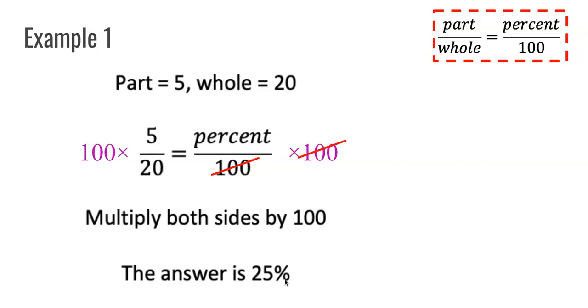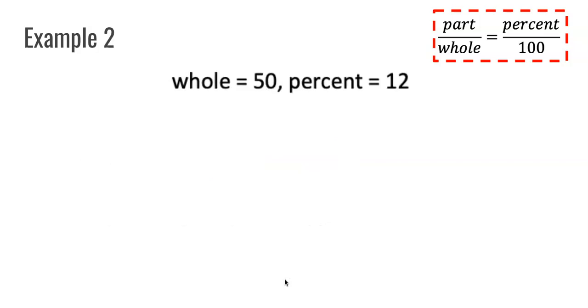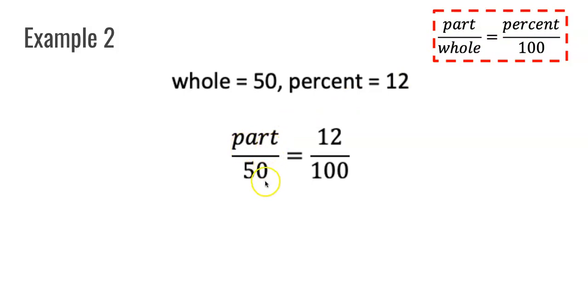But you may be given maybe the whole and a percent this time. So say that the whole is 50 and percent is 12, and I'm still going to use this proportion right here. So think about this. What's going to be the proportion? We will have part over, the part is unknown this time, 50. We do know that the whole is 50, equals percent is 12, so we did 12 over 100.